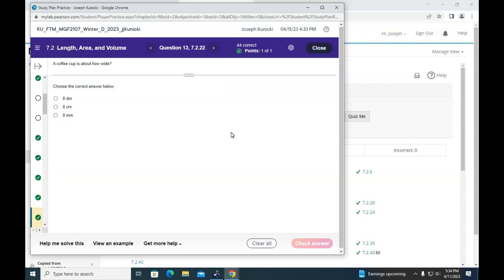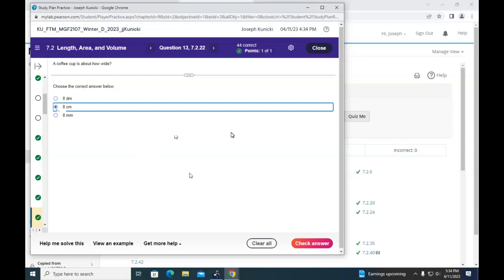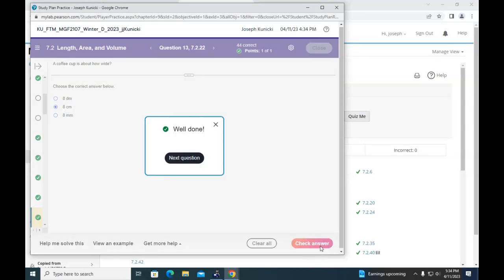8 millimeters is too small. And 8 decimeters is too big. So 8 centimeters. 9 times out of 10, centimeters is the answer to this. So remember that.